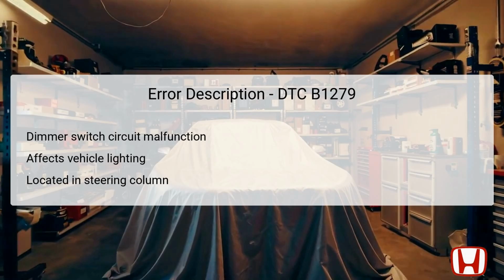The failure of this component can disrupt normal lighting functions, leading to either inadequate lighting or lights that remain constantly illuminated. Additionally, since the dimmer switch interacts with other systems, its malfunction can indirectly affect safety, causing issues with visibility. Identifying the location and role of the dimmer switch is the first step in accurately addressing the code.